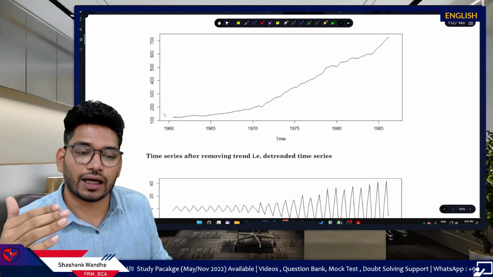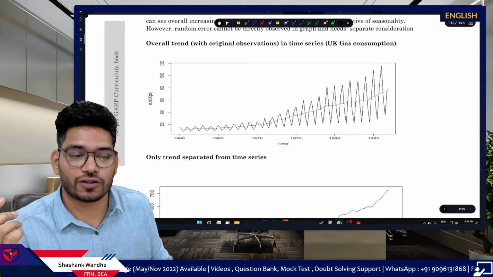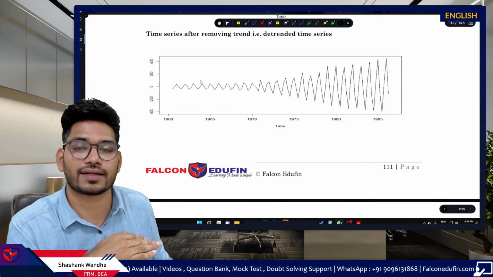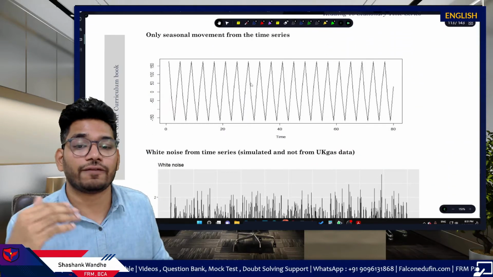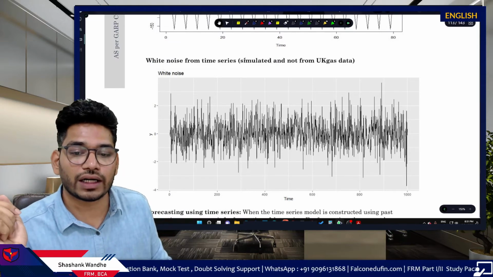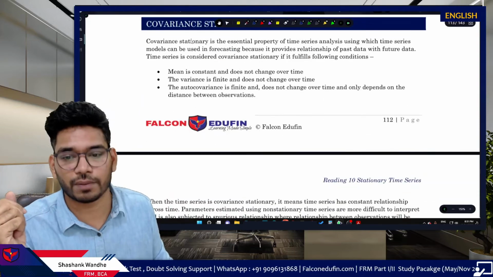This is only the trend. Then we have separated the trend from the time series, so from this particular time series, simply remove the trend and you will get this type of graph. Again, if you remove seasonality, this is only the seasonality. If you remove all the components, then you get the random white noise. So everything is explained in a very proper manner, for your understanding purpose.